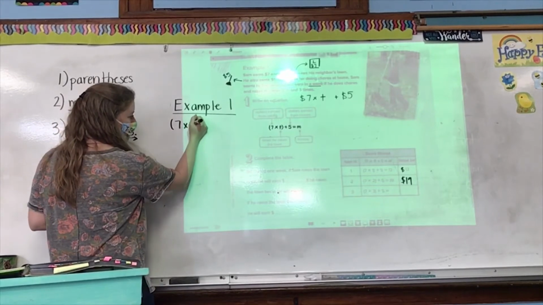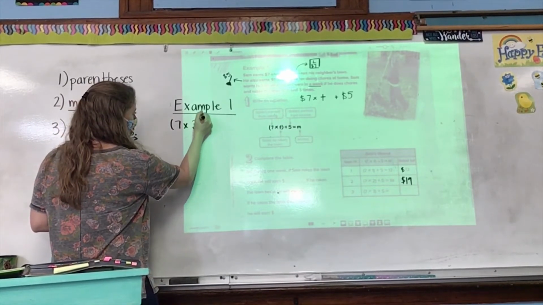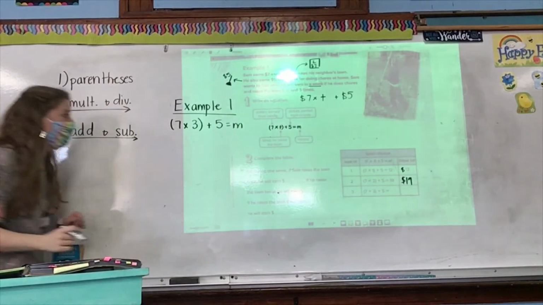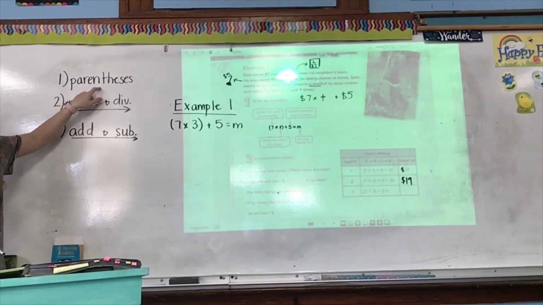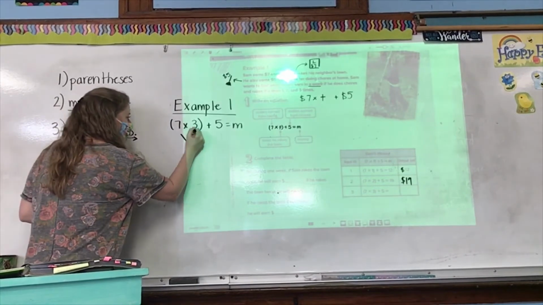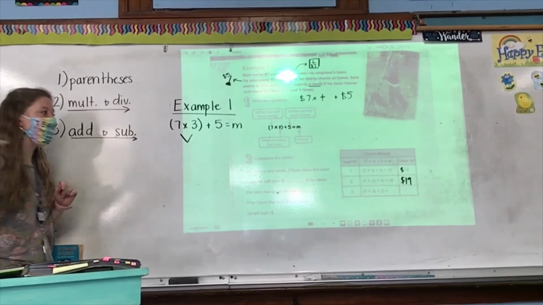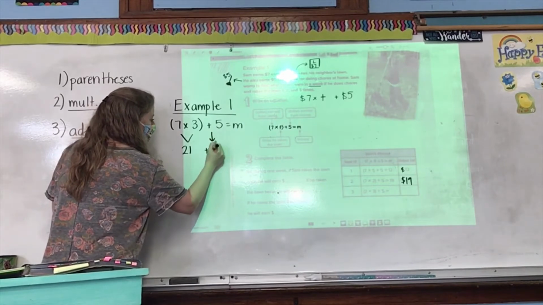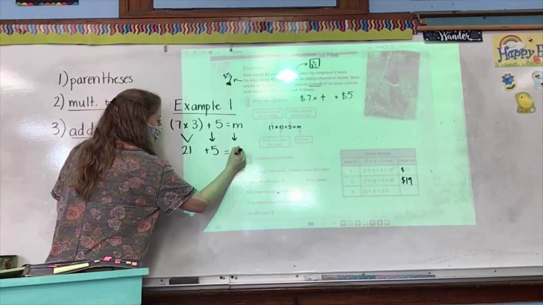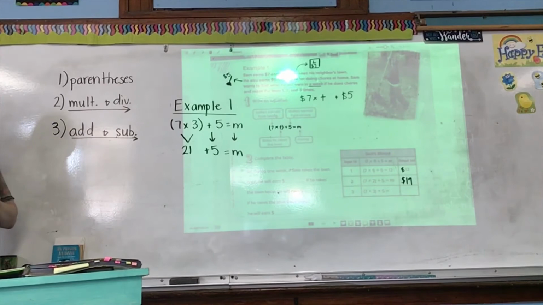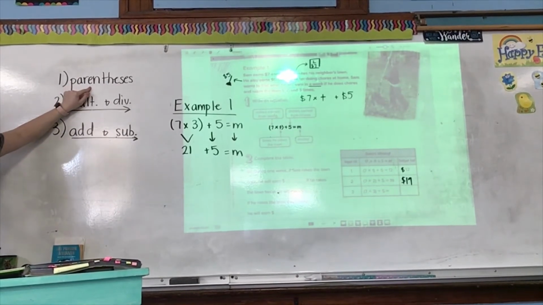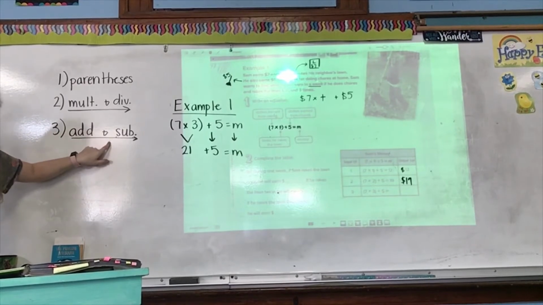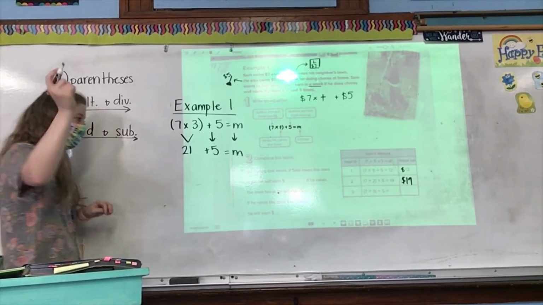7 times 3 plus 5 equals m. First we do parentheses. Class, 7 times 3 is 21. Bring down the rest of the equation. We have 21 plus 5 equals m. No more parentheses. No multiplication and division. Yes, adding and subtracting. Take a minute.